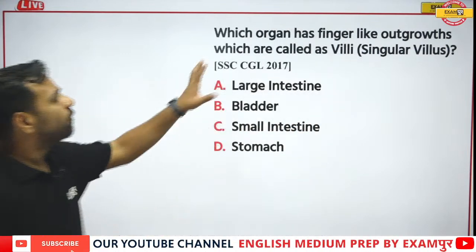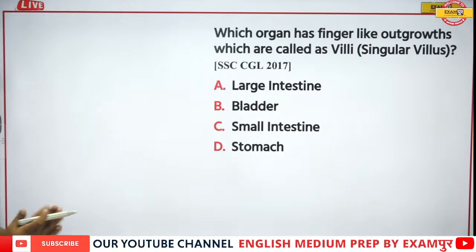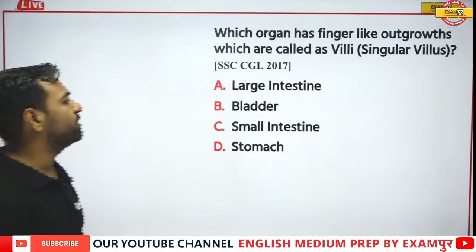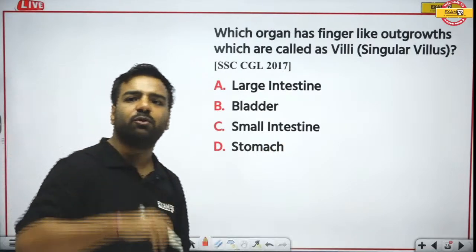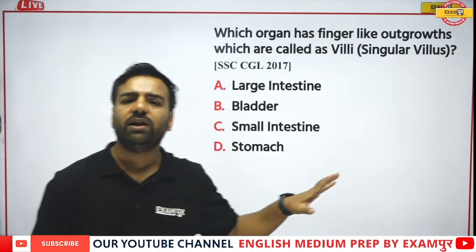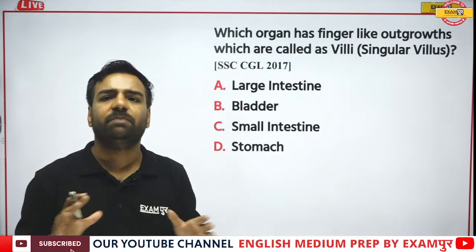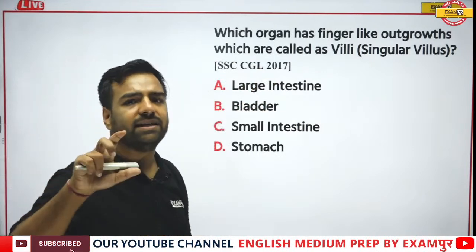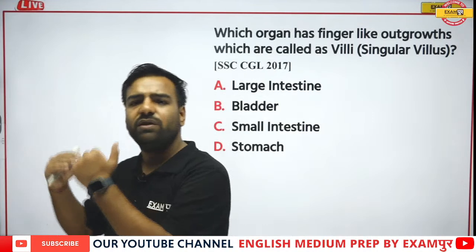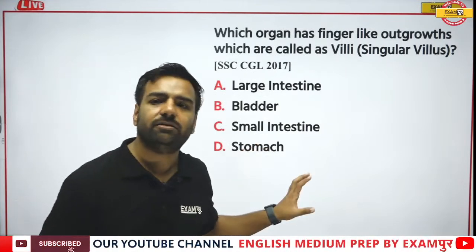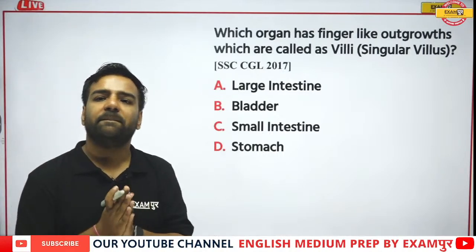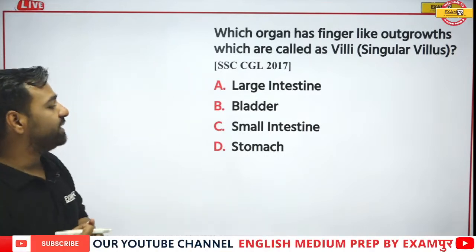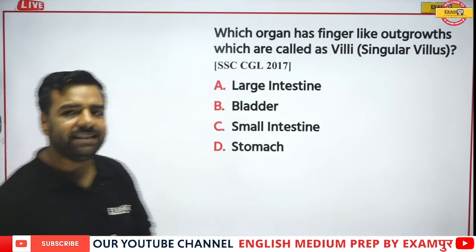Next. Which organ has finger-like outgrowths which are called villi? Singular, we'll say villus. Now this question is from CGL 2017. Who will give this answer? Finger-like projections. And I'll give you a hint: the maximum digestion takes place because of this part. We start our digestion right from our mouth, but when we move forward, the maximum digestion occurs at this place. Now let's see who is going to give this answer. Ilma is saying, sir, it would be small intestine. Priya is with C, small intestine.